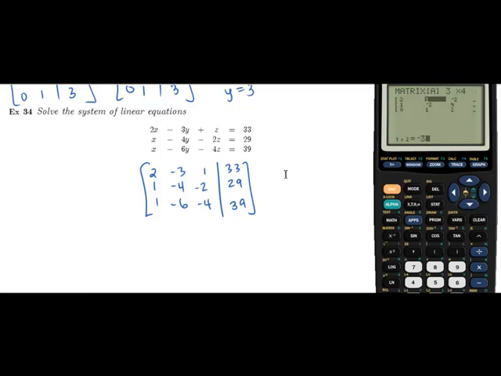2, -3, 1, 33. And then the next row is 1, -4, -2, 29. And then the final row is 1, -6, -4, and 39. So we have our matrix entered. We're going to quit out of this. So this is going to be a little bit different now. We're going to go to Matrix. We're going to go over here to Math this time.